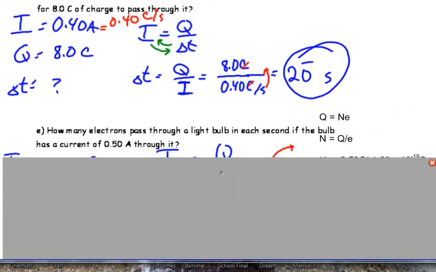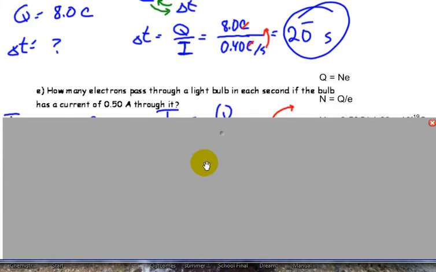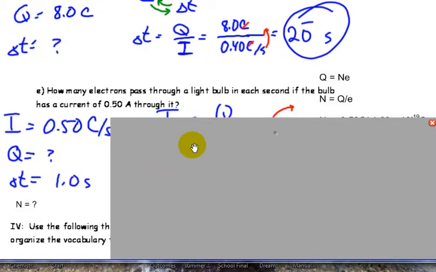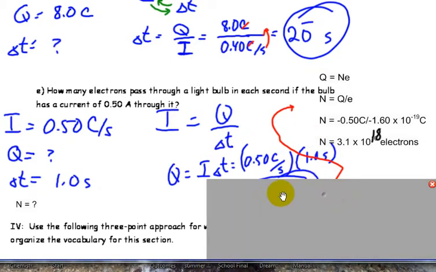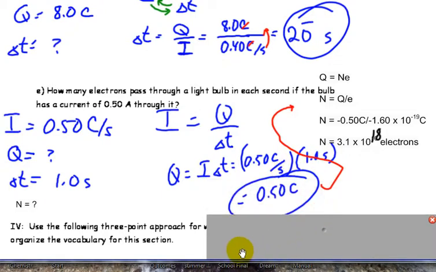E, how many electrons pass through a light bulb in each second if the light bulb has a current of 0.5 amps? So I know the current, I know the time, I need to find out the charge that's flowing through here. So I is equal to Q over T. I'm looking for Q though, so multiply each side by T and I get that. 0.5, and again, put current in terms of coulombs per second. Seconds cancel out, I'm left with coulombs.